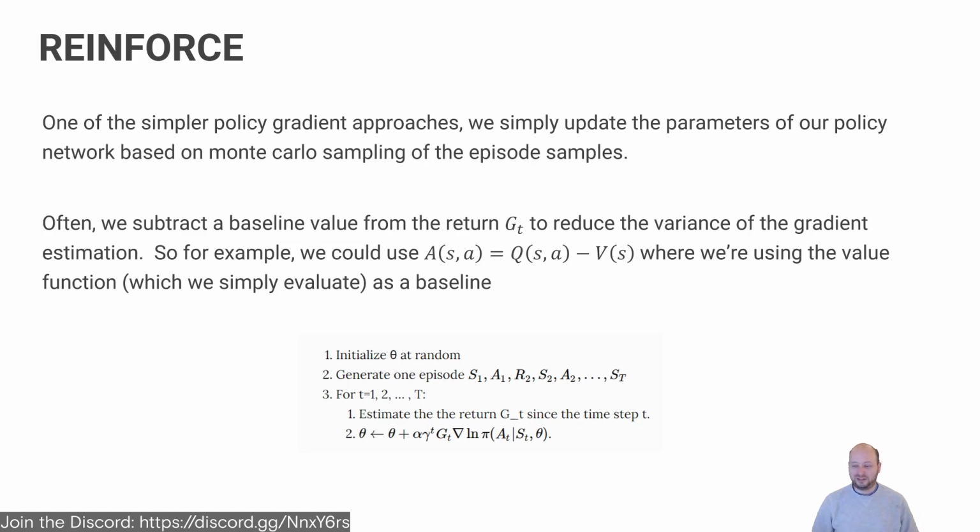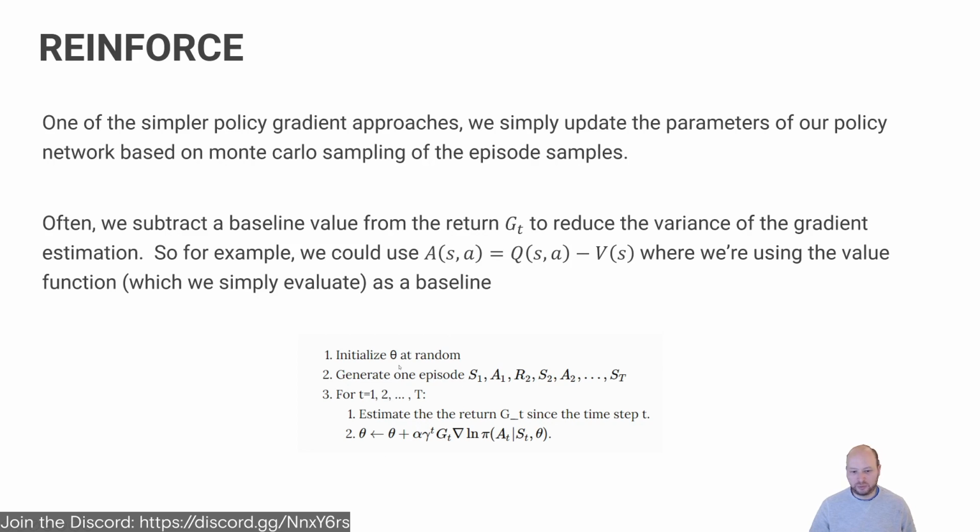Sometimes we use a baseline. A baseline just kind of reduces the variance of the gradient estimation. And the way we can do that is, for example, we could use something like the advantage function. The advantage function is defined as the Q state-action pair minus the value function. So it's like, I'm in a particular state, and the value of taking a particular action in that state over the current state, this is the value over it, right? So it's like, what's the advantage of taking one action over another? And so we can use that as a baseline.